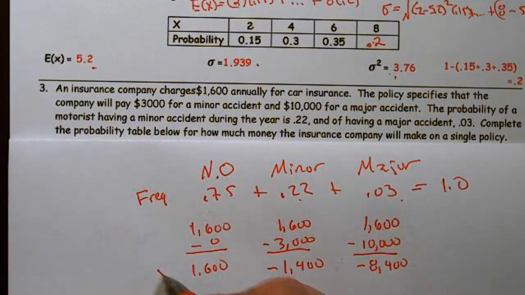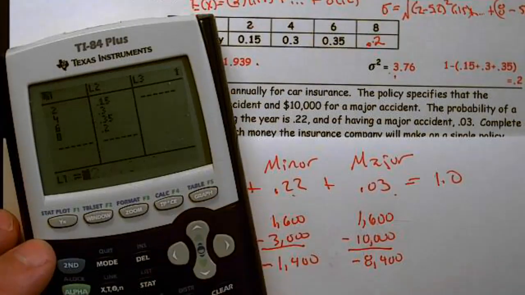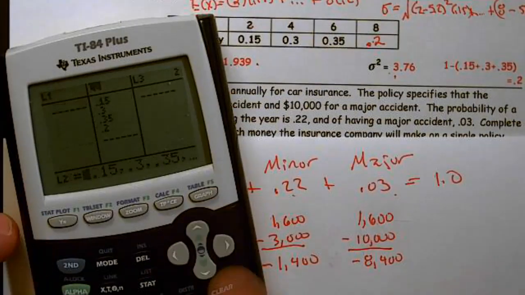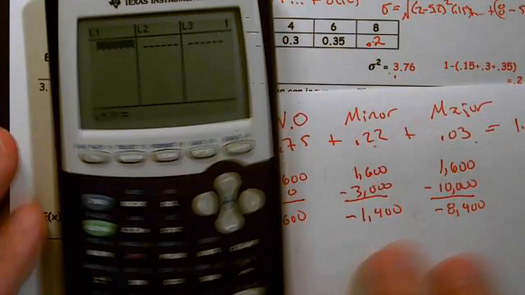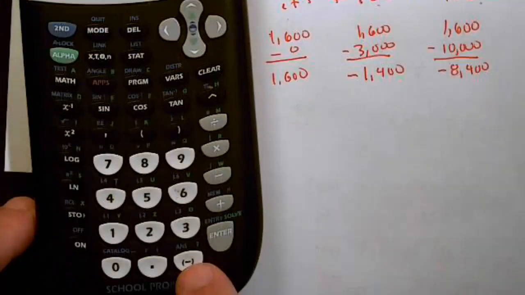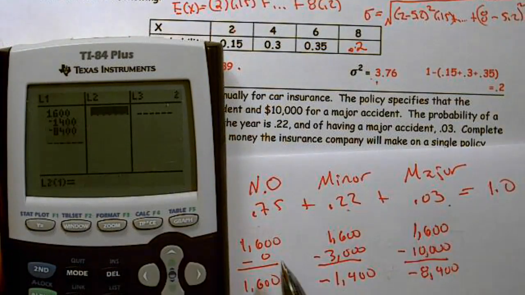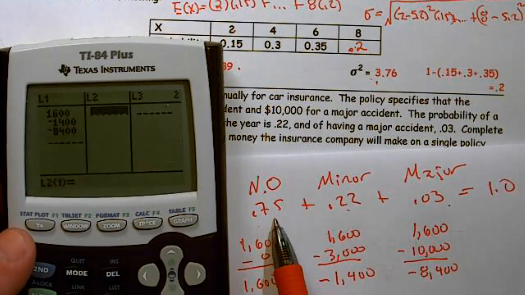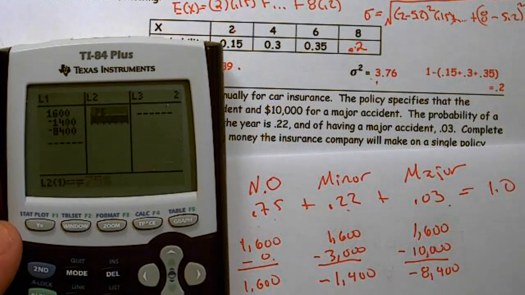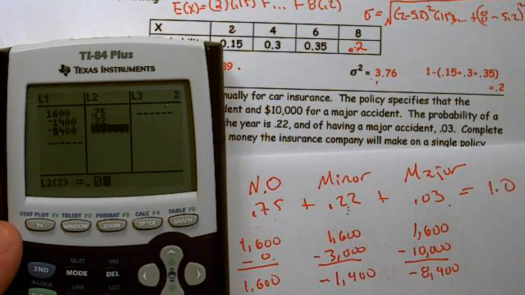So these would be my X values that would go into L1. All right, so stat edit. Go up and clear these. And so I can make $1,600. I could lose $1,400. Make sure you're using the little negative sign down at the bottom of the calculator. You lose $1,400. I could lose $8,400. The probability that I make $1,600 is 0.75. The probability that you have a minor accident is 0.22. Probability of a major is 0.03.